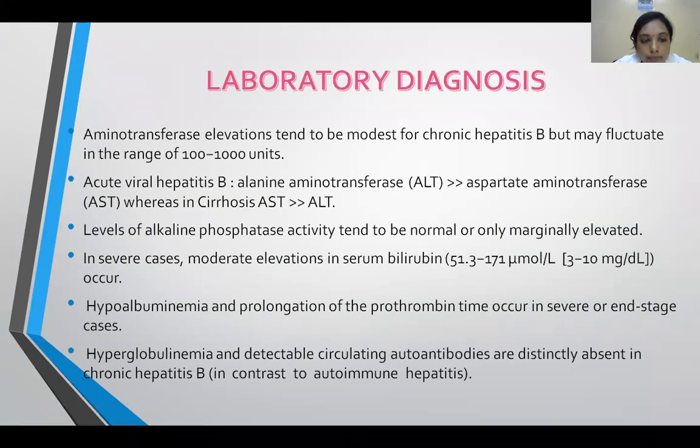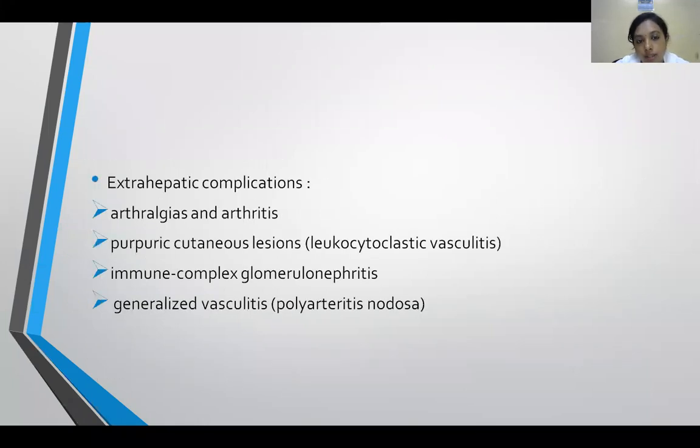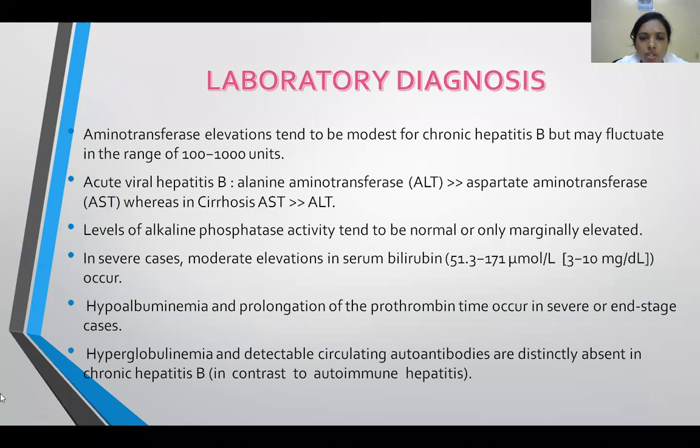So, laboratory diagnosis, what all you have to see. As I have told, this was also discussed before. Obviously, enzymes will be discussed, then alkaline phosphatase. Aminotransferase elevations tend to be modest for chronic hepatitis B. That is, it fluctuates and is not always elevated, 100 to 1000 units. And acute, so this second point, remember.